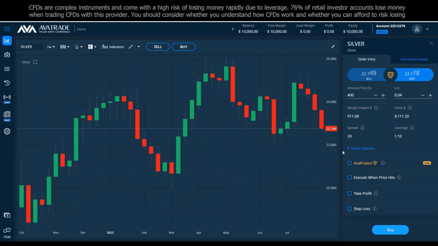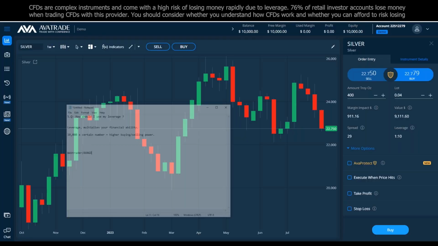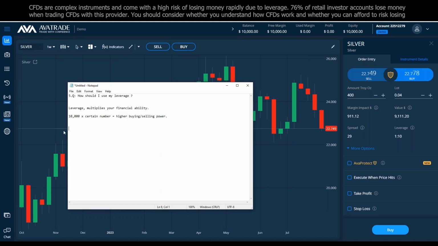Now, the question that we had about leverage: as you can see, the leverage in this particular case is 1 to 10. That means that it's multiplied 1 to 10. In other words, what we see here is something called value. We have no idea what that is, but we'll know in a minute. And we have something called margin impact. Sure. What is margin impact?